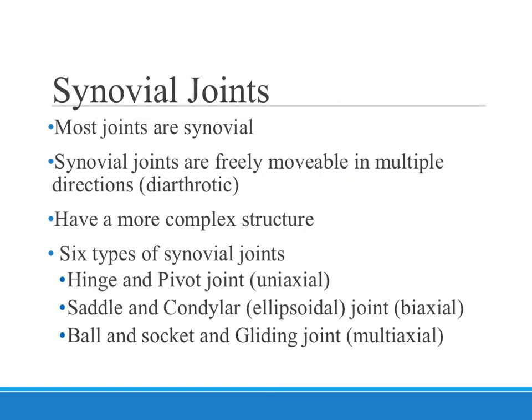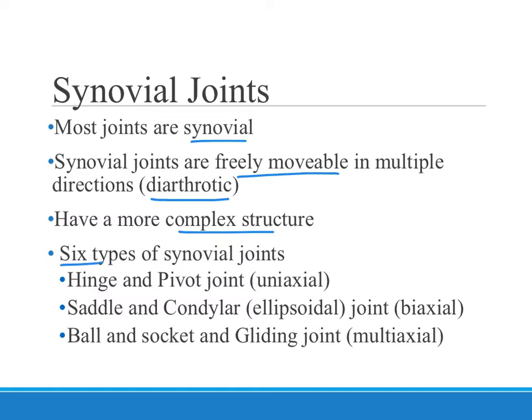But most of your joints are synovial, and synovial joints are freely movable, and they can move in multiple directions. The scientific name for that is diarthrotic. Synovial joints also have a more complex structure with a number of other moving parts besides the bone and the connective tissue. We have 6 types of synovial joints.